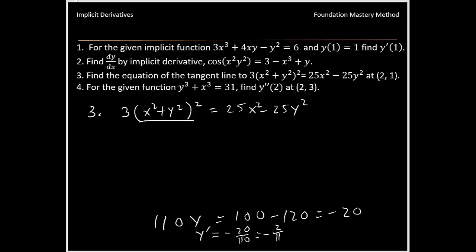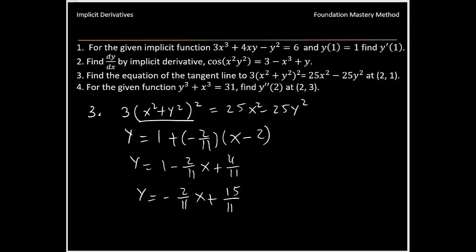So the equation of the tangent line passing through the point (2, 1) will be y equals 1 plus the slope, which is negative 2 over 11, and then (x minus 2). Further simplification will give me the form I'm writing. It gives me y equals negative 2 over 11 x plus 15 over 11. We are done for number 3.